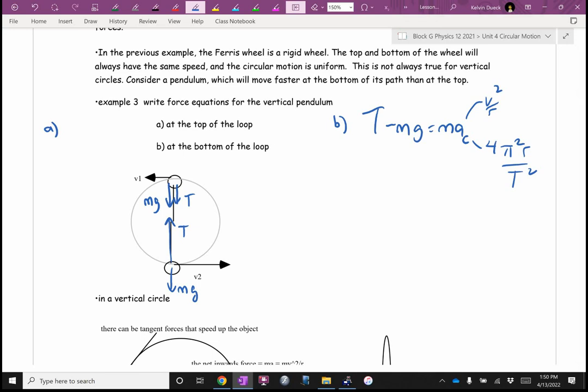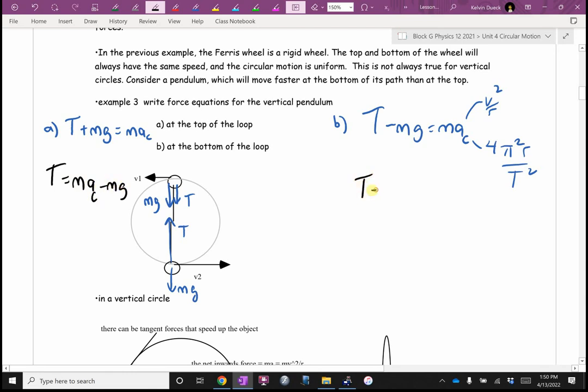So at the top, you have this. Tension plus mg equals mac. Where, again, A can be V squared over R or 4 pi squared R over T squared, depending on whether they give you V or the period. By the way, just for giggles, Danica, get the T by itself. Zach, just for giggles, get the T by itself.